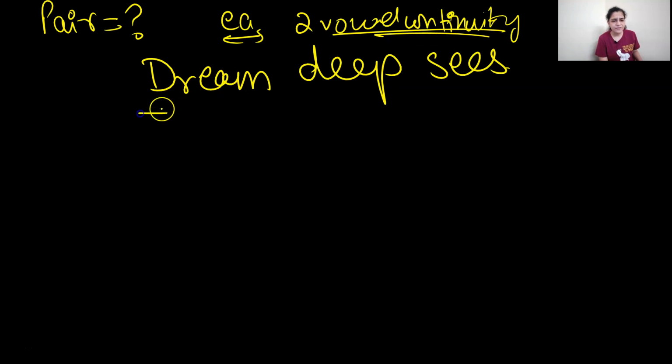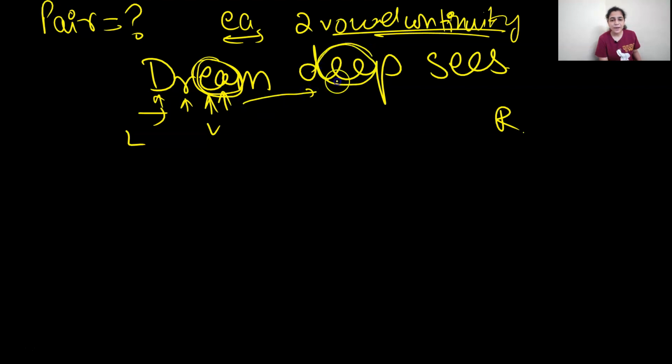When I scan my string from left to right, I first encounter D. D is not a vowel, R is not a vowel, E is a vowel, and A is also a vowel. So we got a pair of vowels. Again, we go on and see that here double E is also a pair of vowels, and here double E again is a pair of vowels. So we got 3 pairs of vowels, so the output will be 3.